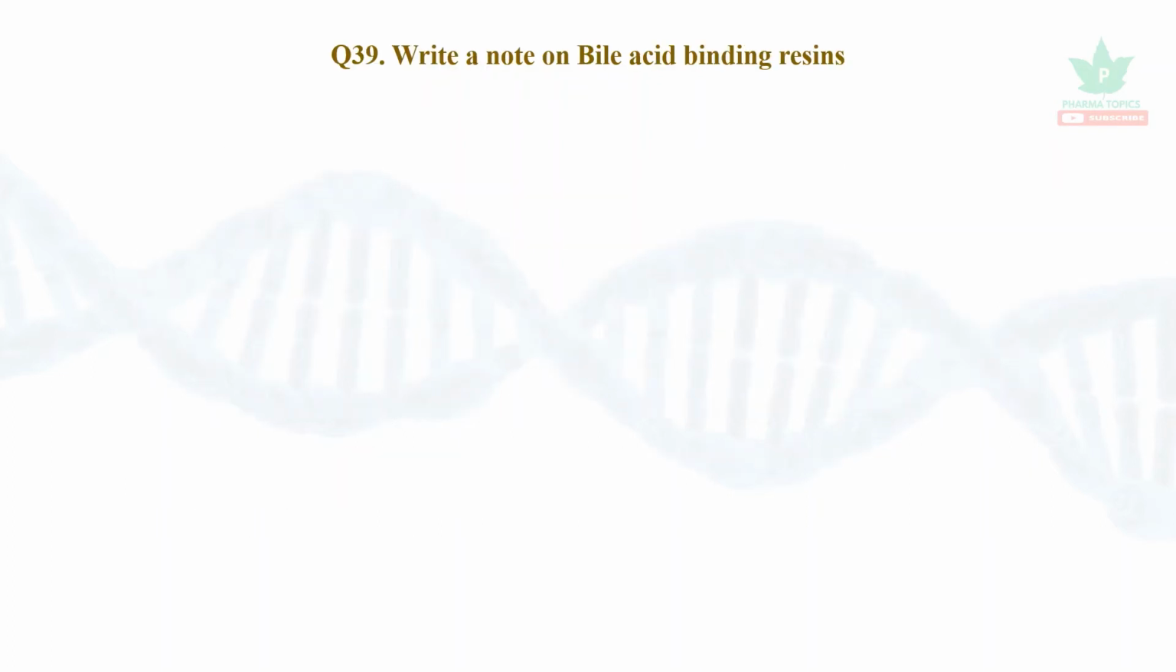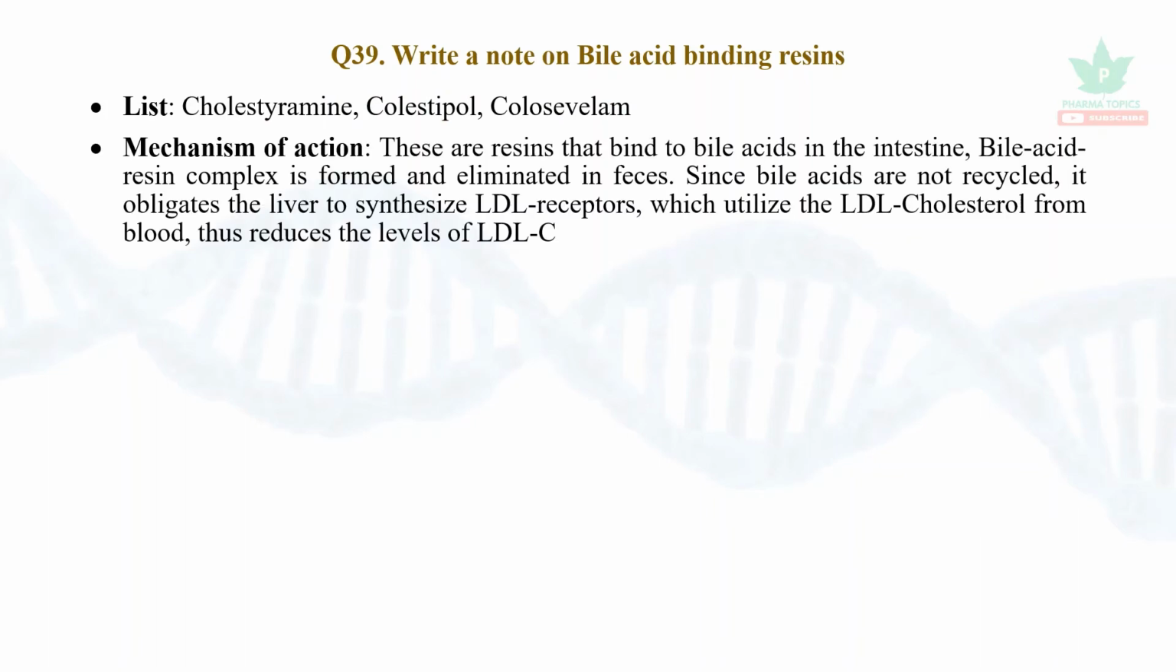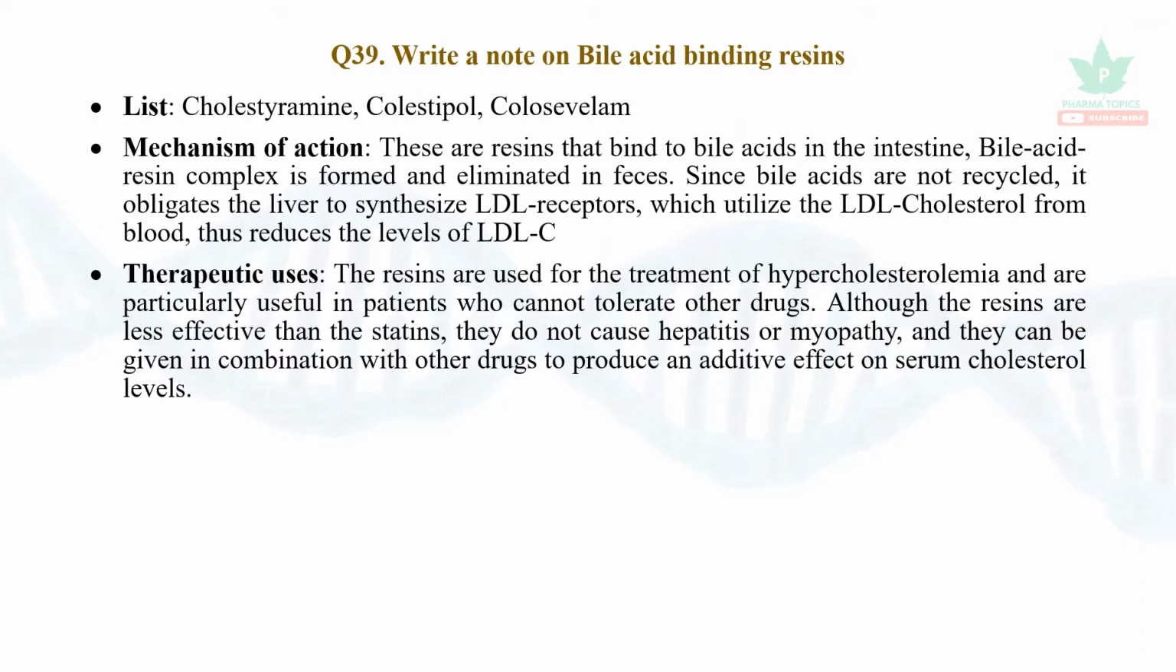Bile acid binding resins, they are cholestyramine, colestipol, and colesevelam. Mechanism, they bind to the bile acids in the intestine. They block the enterohepatic cycling of the LDL cholesterol. Since the cycling is blocked, the liver tries to synthesize cholesterol through generation of LDL receptors. They take up the cholesterol from the blood. So this is the mechanism of action of bile acid binding resins.